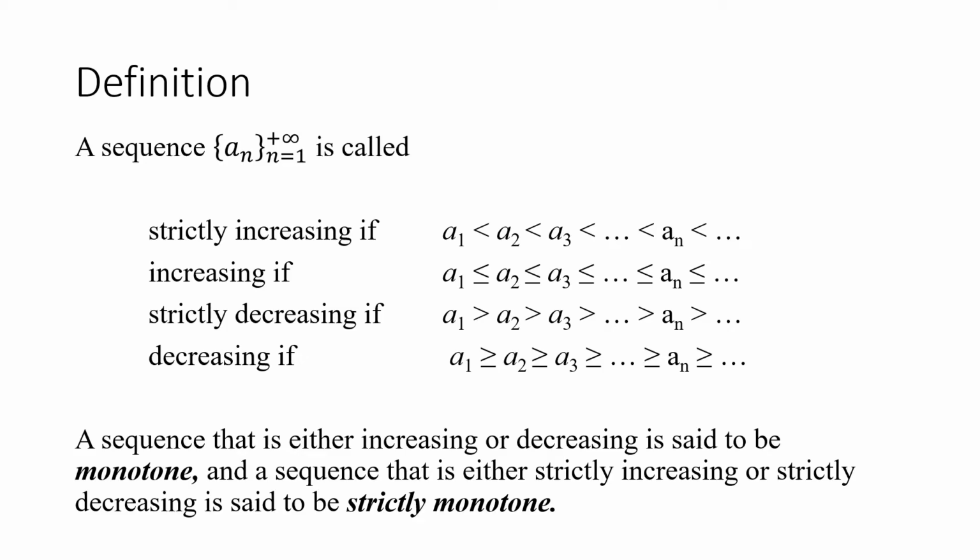It is strictly decreasing if the values of the sequence are decreasing, and it is decreasing if the sequence is decreasing and there are elements within the sequence that are equal to other elements. A sequence that is either increasing or decreasing is said to be monotone, and a sequence that is strictly increasing or strictly decreasing is said to be strictly monotone.